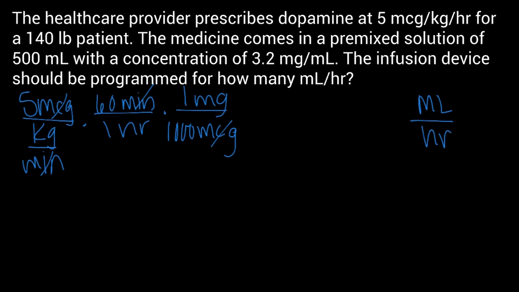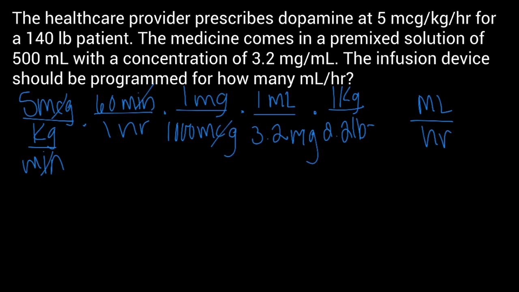So the micrograms cancel. Now let's go from milligrams to milliliters, and that's from the problem. We know that there is 1 milliliter and 3.2 milligrams. Now let's change from kilograms to pounds. So 1 kilogram is 2.2 pounds. Okay, so we will see that the kilograms cancel. From before we had the milligrams cancel. Finally, we get to multiply by 140 pounds because the patient weighs 140, and you'll notice that the pounds also cancel.